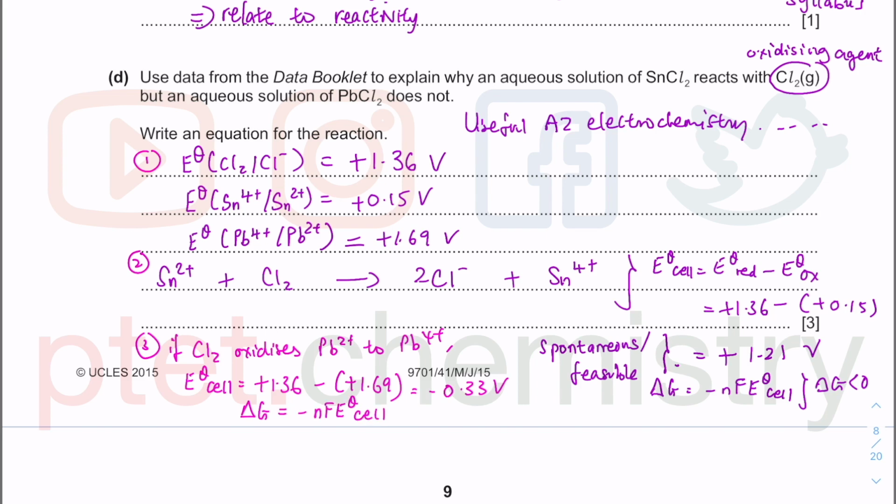So n is the number of electrons transferred, which is 2 electrons. F is a positive Faraday constant. Minus and the minus will give you positive. So delta G would be greater than 0. This is not feasible, not spontaneous. Answer the first bit, answer the second bit, write an equation for this reaction, which we already did, and that's the end of that 3 marks. Kind of a good electrochemistry question, although it's more related to the old syllabus on the group 14 chemistry there.